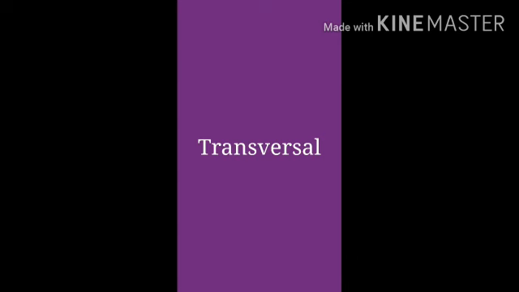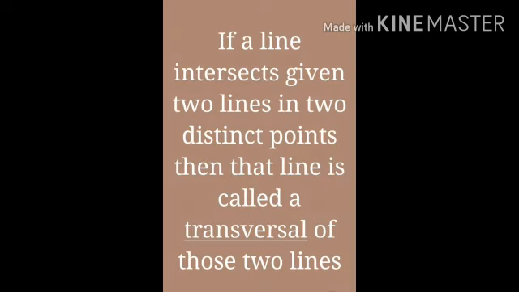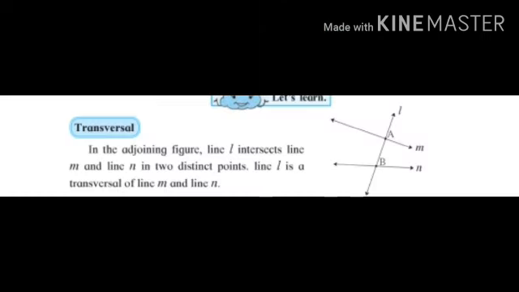Now we are going to study transversal. If a line intersects given two lines in two distinct points, then that line is called a transversal of those two lines. We will study with an example. Here is a diagram. In the figure, line L intersects line M and line N in two distinct points. Line L is a transversal of line M and N. The concept of transversal is clear with the help of an example.